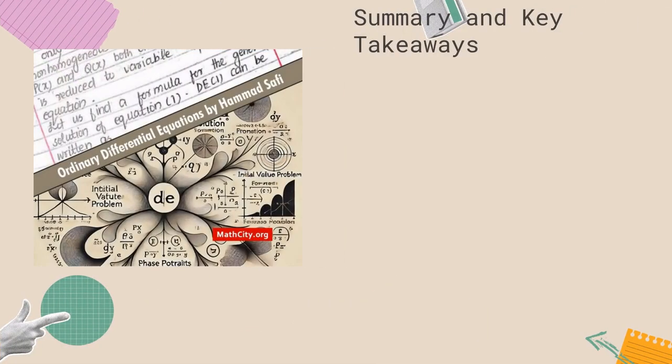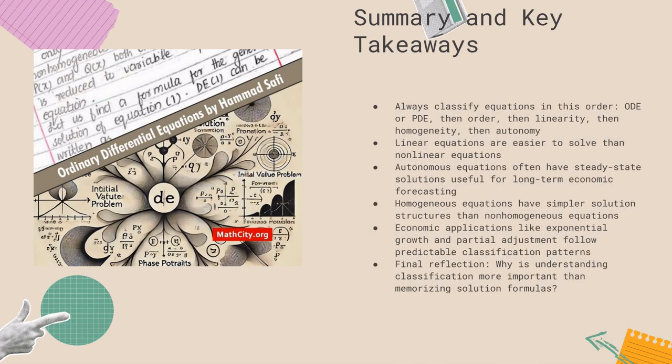In summary, always classify a differential equation in the order of ODE or PDE, then order, linearity, homogeneity, and autonomy. This classification determines the solution method. Linear and autonomous equations are often easier to solve and are useful for long-term economic forecasting.